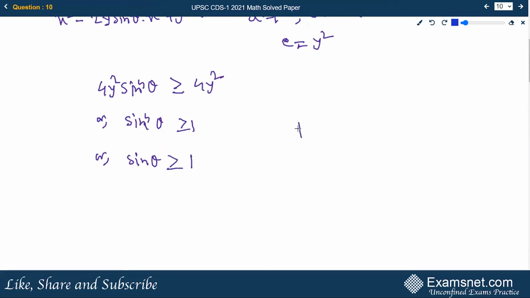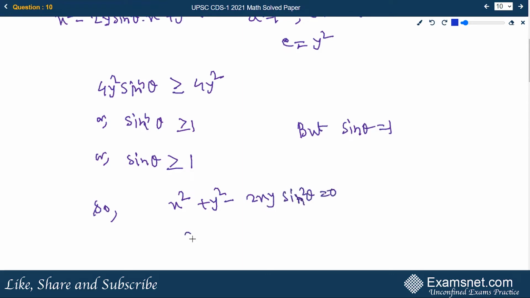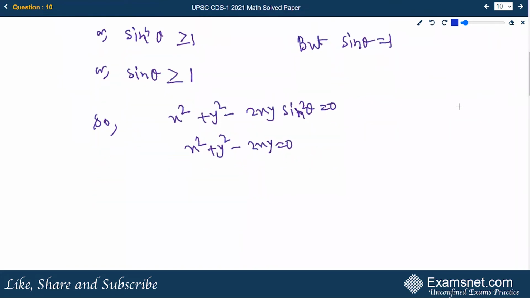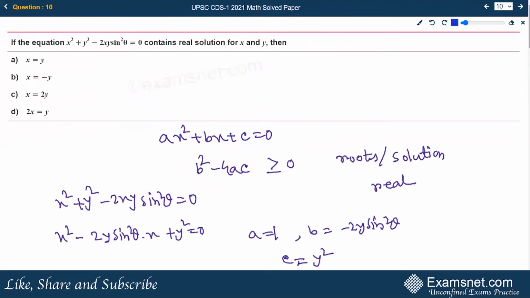But we know that the maximum value of sine theta can be 1, not more than 1. So we can write x square plus y square minus 2xy sine square theta equals 0 in this form, that is x square plus y square minus 2xy equals 0, taking sine theta as 1. So it will give us x minus y whole square equals 0. That means x equals y. The relation between x and y is x equals y. So here option A is the correct answer.